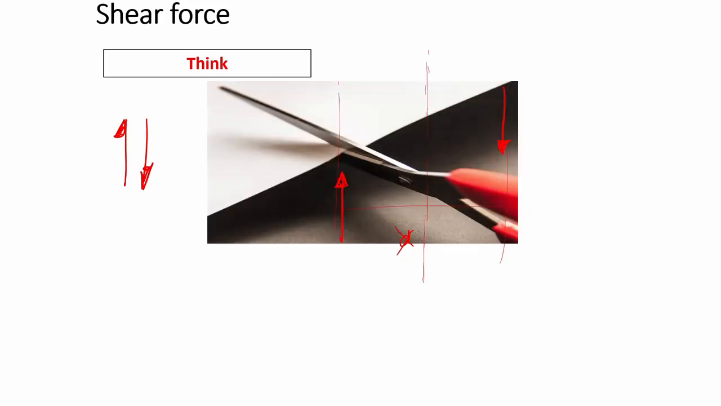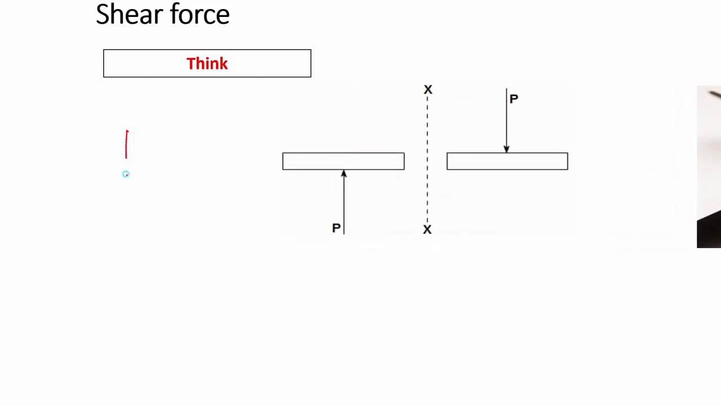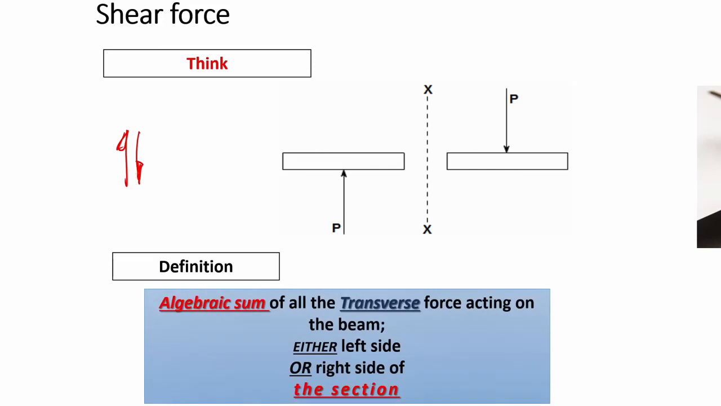This is a practical way, but the free body diagram for this scissor action is this one. The free body diagram for scissor action is this one, upward and one downward. Okay, now, what is the definition of this shear force for a particular section?